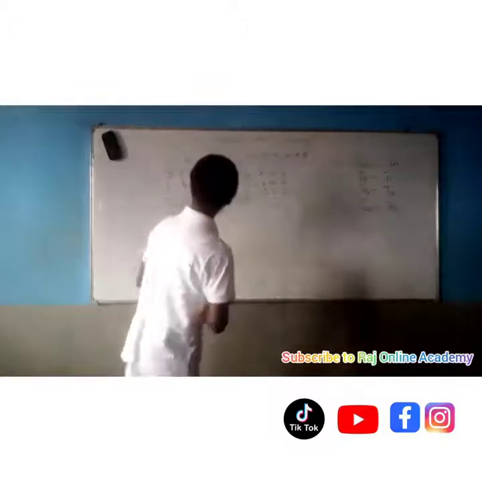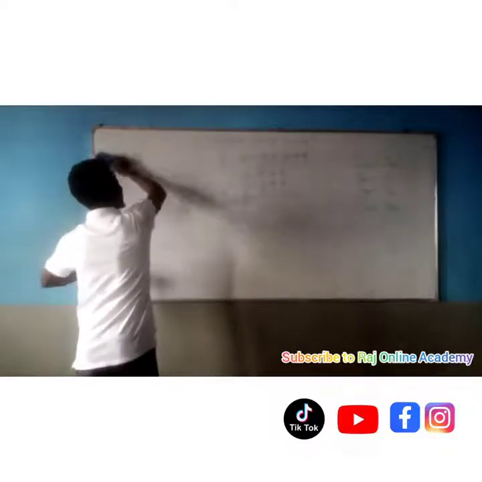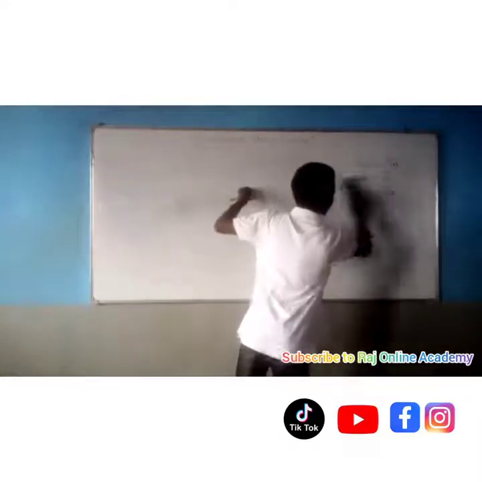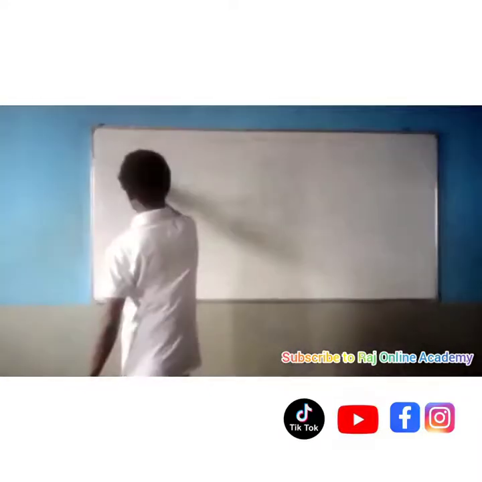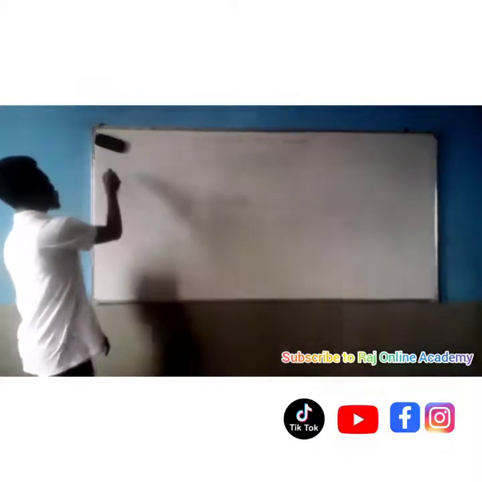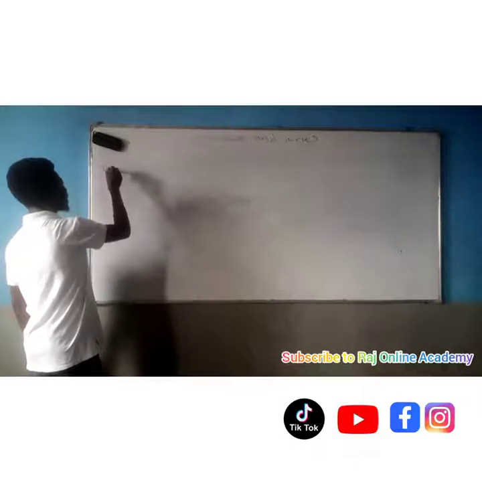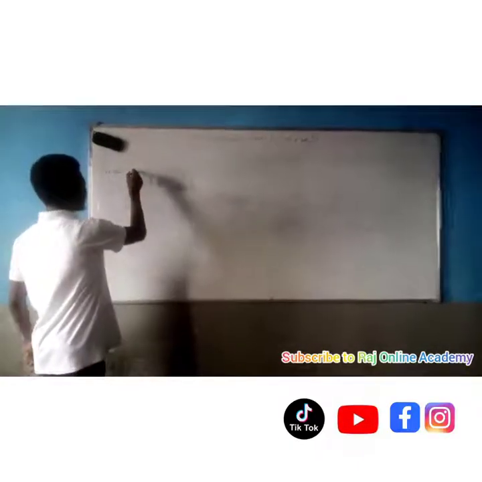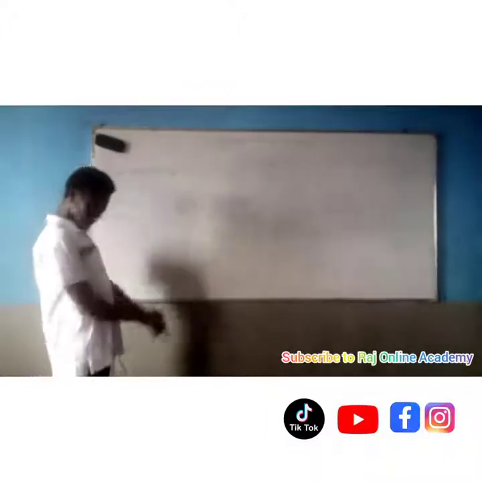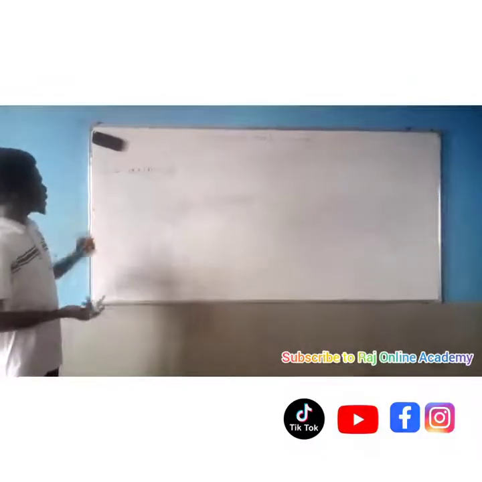So for the linear sequence, we have a formula that we are going to use to solve problems or to find the nth term. And what is that formula? For the linear sequence, the nth term, Tn, is equal to A plus in brackets n minus 1 times d. That is the formula that we are going to use to solve problems on the linear sequence.